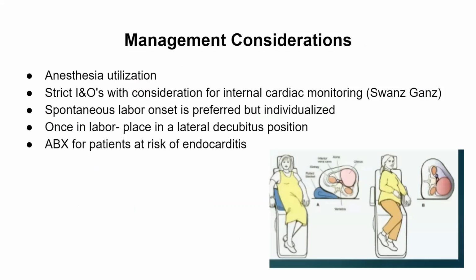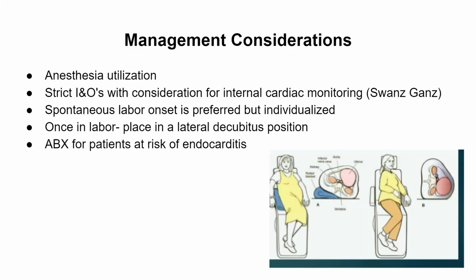Management considerations also include pain management and the anesthesia type. You need to have good input from your anesthesia crew. We need strict intake and output, with consideration for internal cardiac monitoring. Some of these patients will require Swan-Ganz catheters or something that will require them to be on the unit or transferred out to ICU. I have seen cases where people need to have their delivery while they're in the ICU.